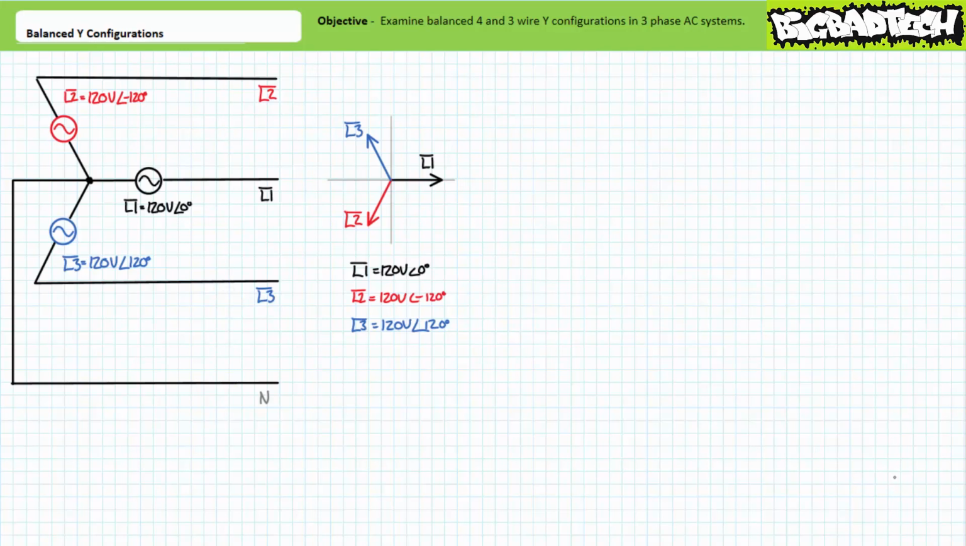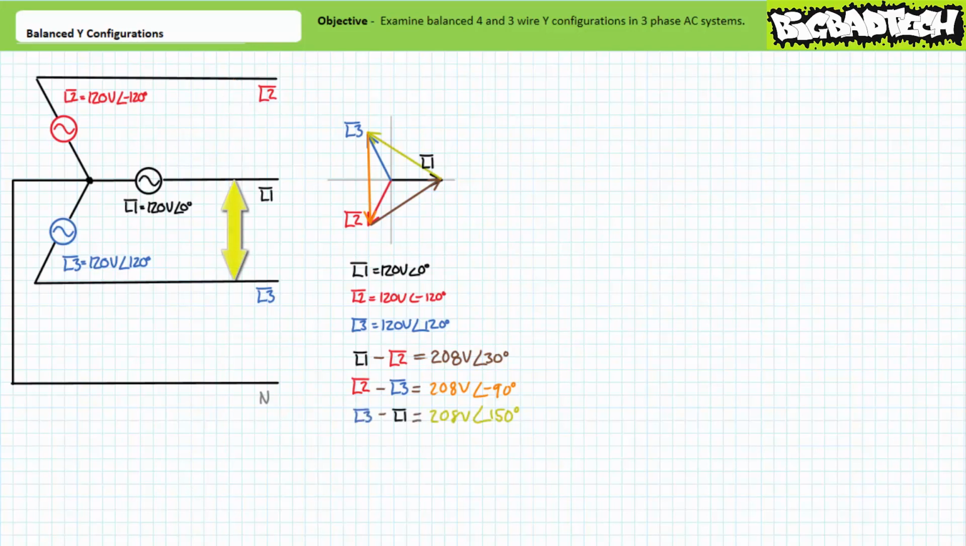The line-to-line differentials necessitate some minor calculations. Using phasors, L1 to L2 is 208 volts at an angle of 30 degrees. L2 to L3 is 208 volts at an angle of negative 90 degrees. And L3 to L1 is 208 volts at an angle of 150 degrees.